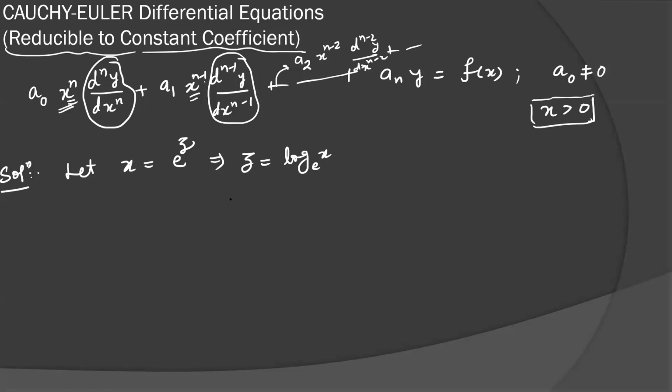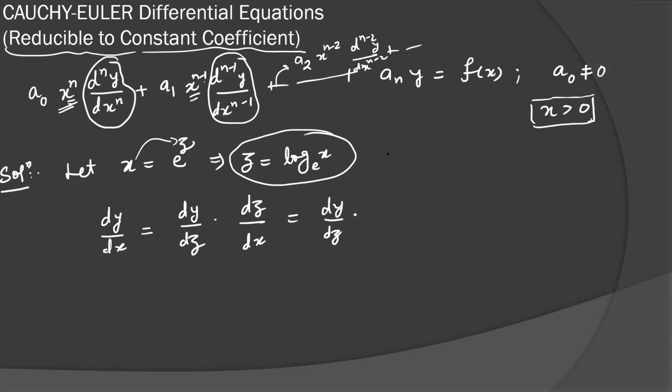Now we are interested in the derivative terms dy by dx, d2y by dx2 and the nth derivative of y with respect to x. The first derivative dy by dx can be written as dy by dz into dz by dx. We can see carefully that x is the independent variable and we are replacing x by another independent variable, z, so we want to change it to the z variable. Can you tell me what dz by dx is? Differentiating with respect to x, dz by dx will be 1 by x only.